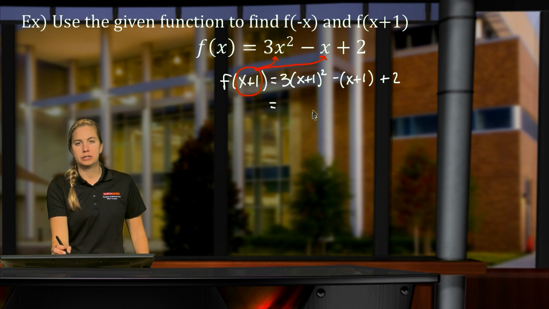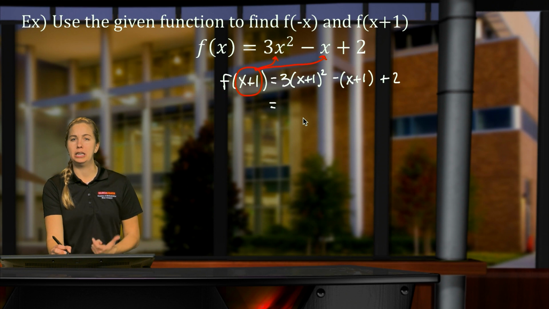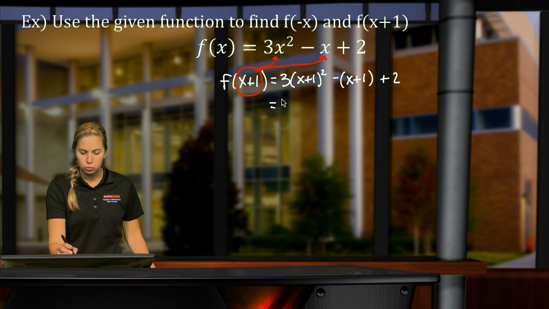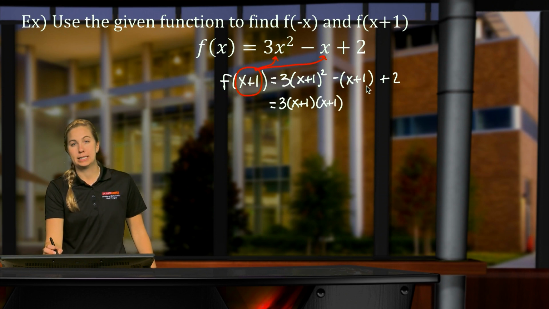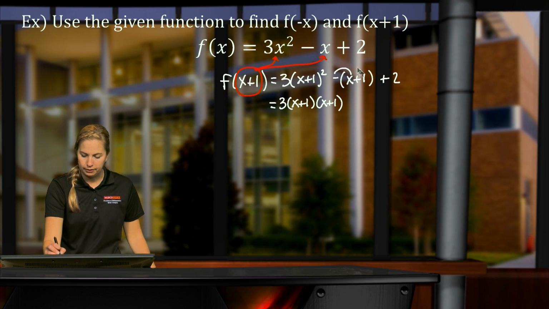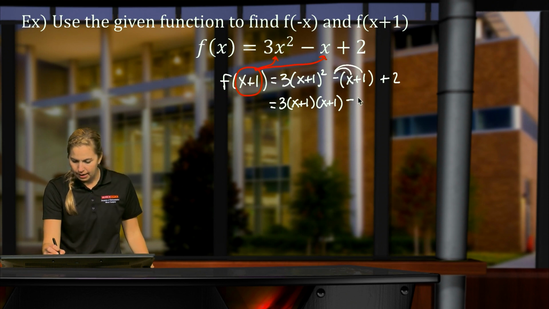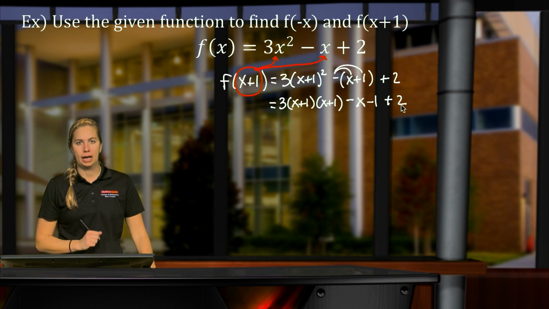This x plus 1 squared, hopefully we remember that whenever I'm squaring a binomial, I need to FOIL it out. So we're going to write it out twice. 3 times x plus 1 times x plus 1. For my second term, I'm going to distribute the negative sign. Negative x minus 1. And then that plus 2 is still hanging out at the end.